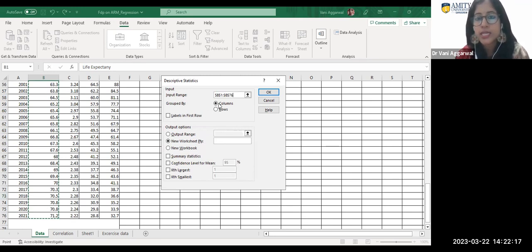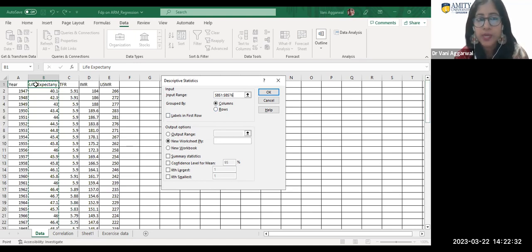I want this data grouped by columns. You can also tick rows if you want it row-wise, but I want it by columns. Now, labels in first row: as I have selected life expectancy as well, this is my label, so I'll click on this. If you have selected data from 40.1 without the label, then no need to click this option. But here I have selected the whole series including the label, so that's why I have ticked here.